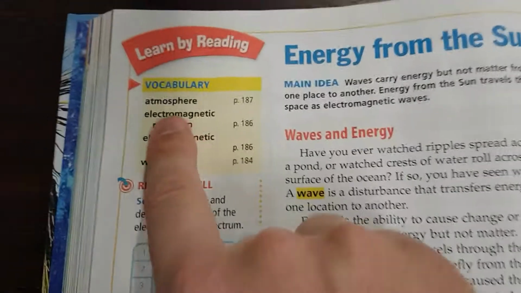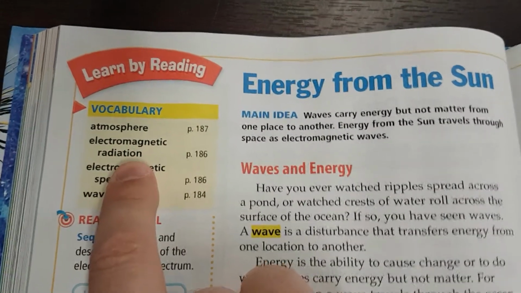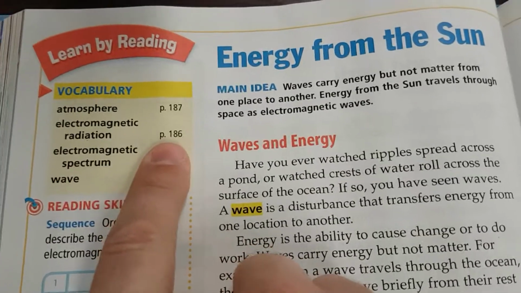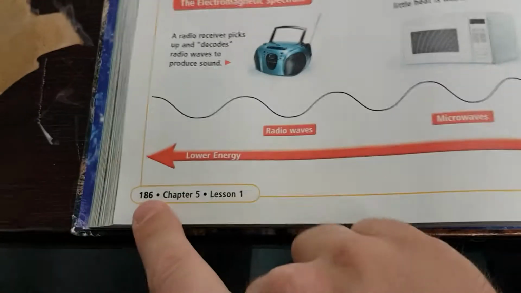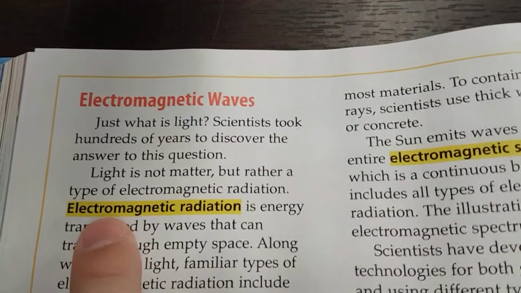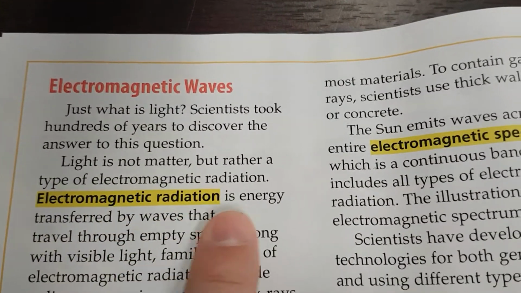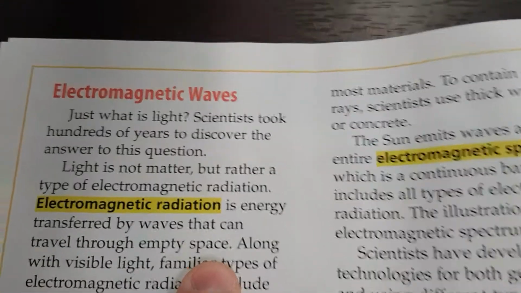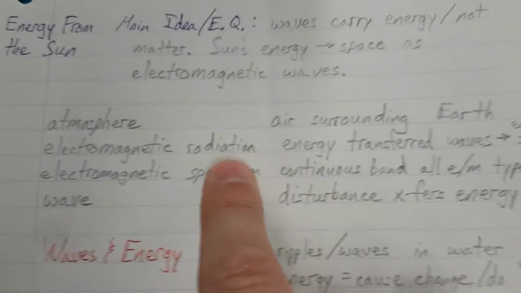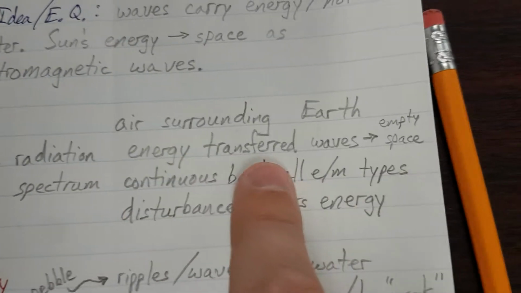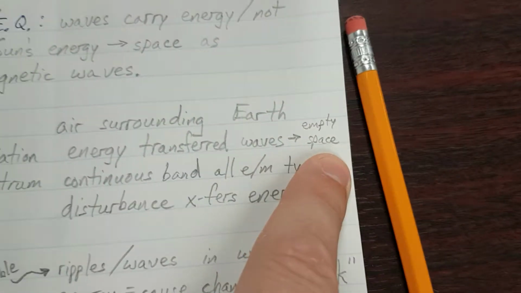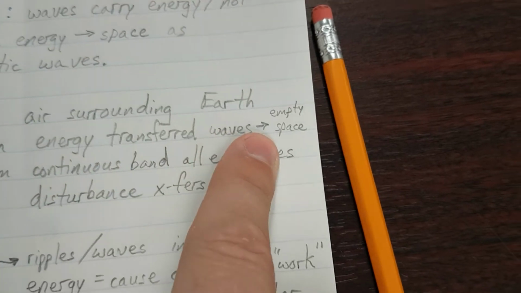Okay, the next one. Electromagnetic radiation. Make sure you practice saying these with me. Electromagnetic radiation. Page 186. Electromagnetic radiation is energy transferred by waves that can travel through empty space. Electromagnetic radiation, energy transferred, waves, arrow, empty space. It's energy transferred by waves, and it can travel through empty space.